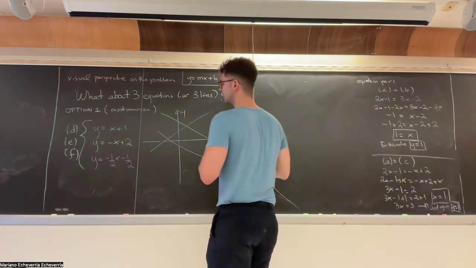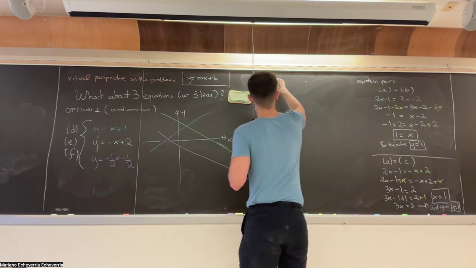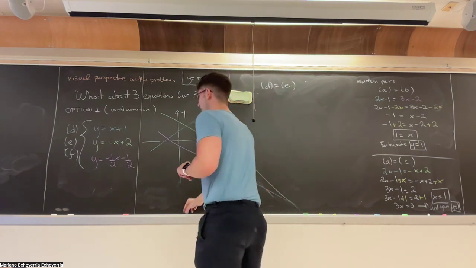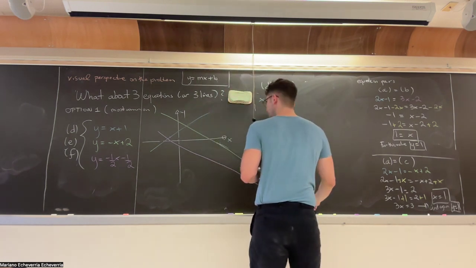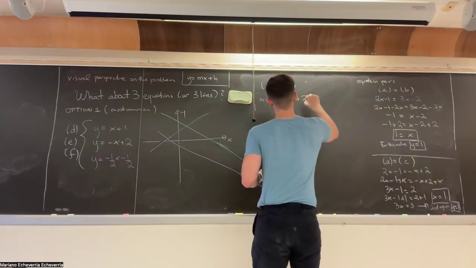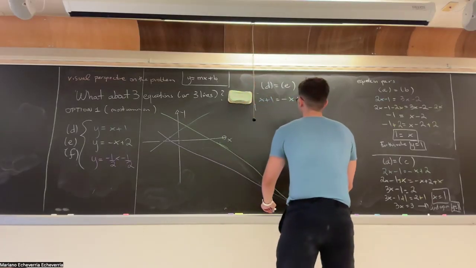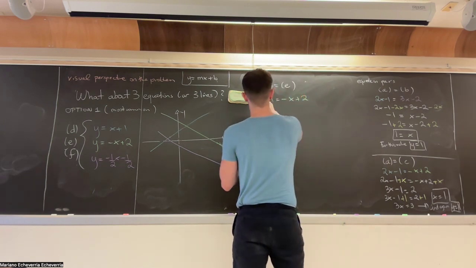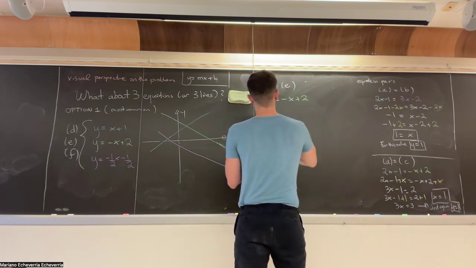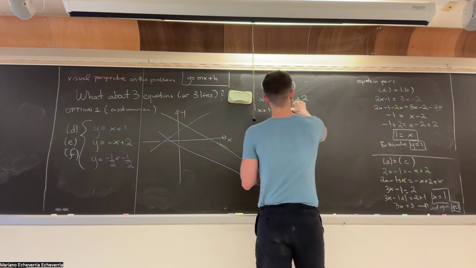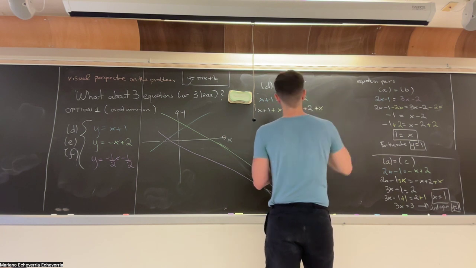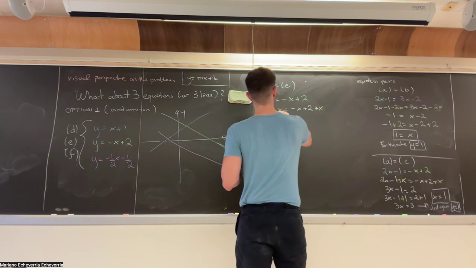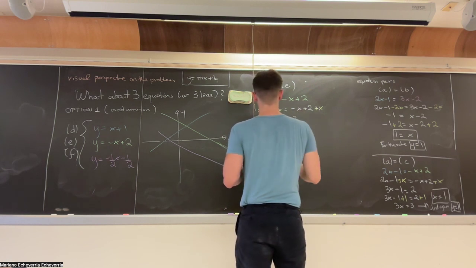So what happens if you do D equals E? You get x plus 1 equals negative x plus 2. Okay, so I'll add an x to both sides, so x plus 1 plus x equals negative x plus 2 plus x. So now this becomes 2x plus 1, and then this becomes 2, and then I'll subtract.